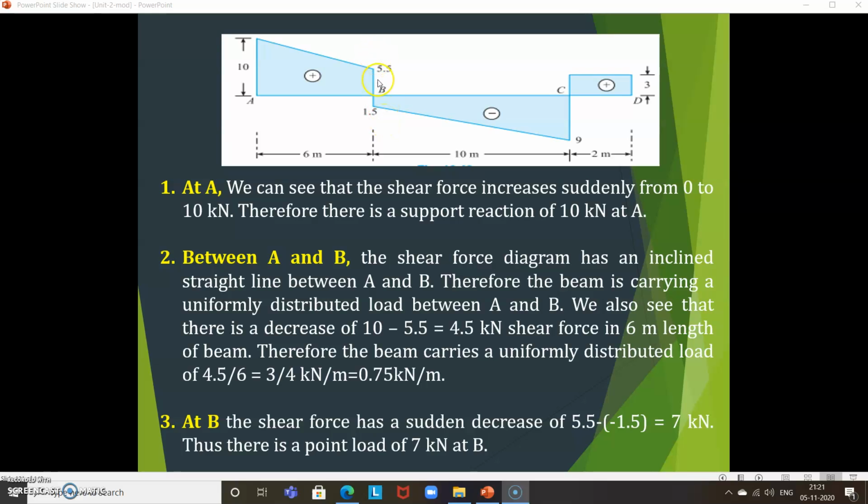But this 5.5 is a plus, right? And this is minus 1.5. So 5.5 minus of 1.5, there is a sudden decrease. So that is 5.5 plus 1.5, that becomes 7. So thus there is a point load of 7 kilonewton at B. That is the meaning.